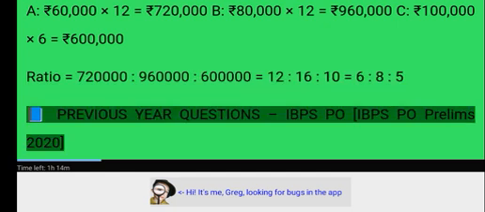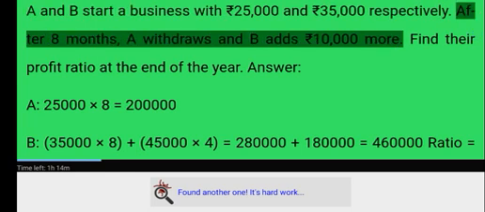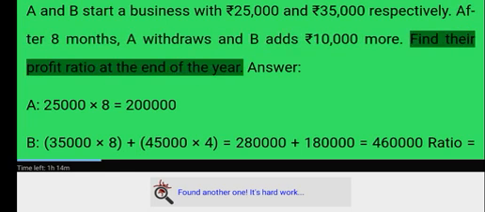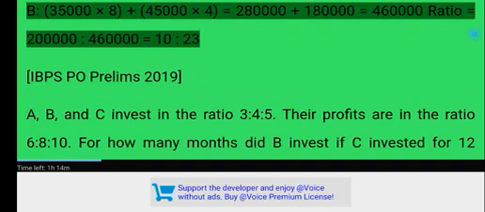Book previous year questions, IBPS PO Prelims 2020. A and B start a business with 25,000 rupees and 35,000 rupees respectively. After 8 months, A withdraws and B adds 10,000 rupees more. Find their profit ratio at the end of the year. Answer: A, 25,000 times 8 equals 200,000. B, 35,000 times 8 plus 45,000 times 4 equals 280,000 plus 180,000 equals 460,000. Ratio equals 200,000 : 460,000 equals 10 : 23.